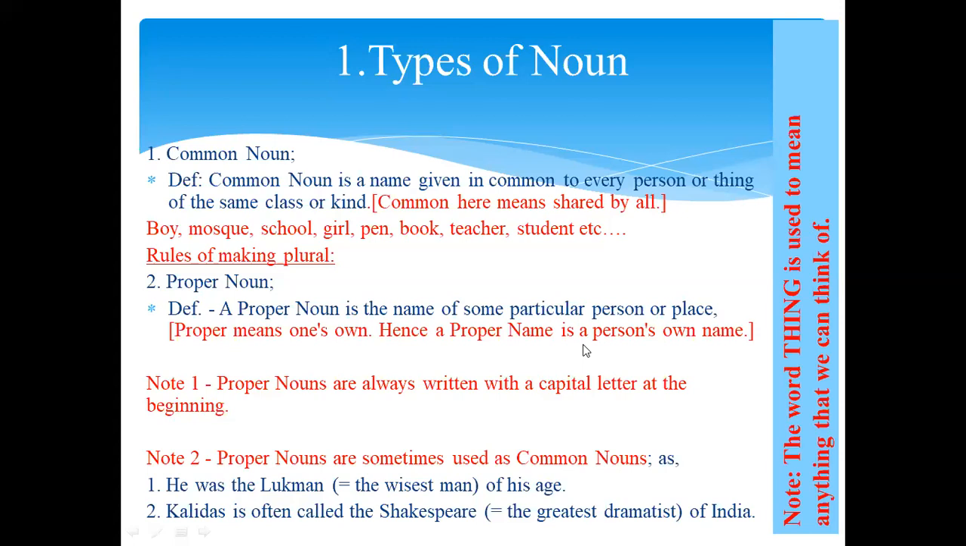Keep one more thing in mind: when I say proper noun, you need to understand this as well. When I say particular person or particular place, that means actually it is a sort of name which gives a sort of identity.